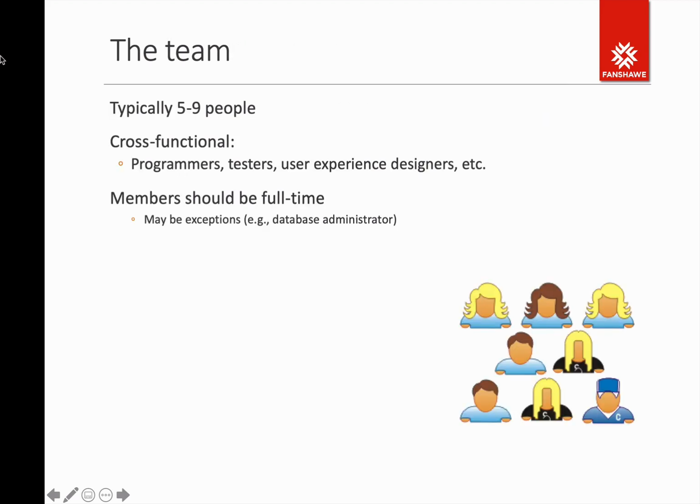The team itself is usually 5 to 9 people in size. They're usually cross-functional in nature. They're usually UX people, developers, testers, whatever. They're usually full-time members of a team though, and maybe not in every situation. So you might, for example, need to have a DBA assigned to the team from time to time. They may be part-time, but most developers are expected to be on the project full-time.